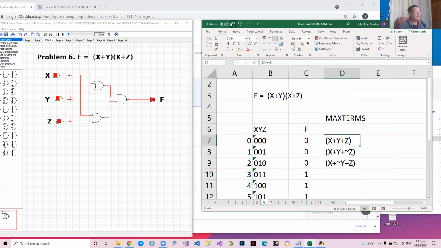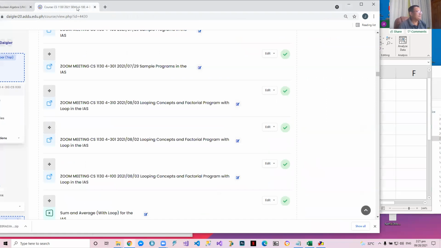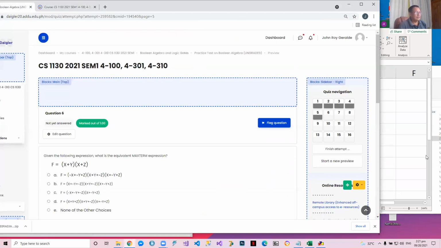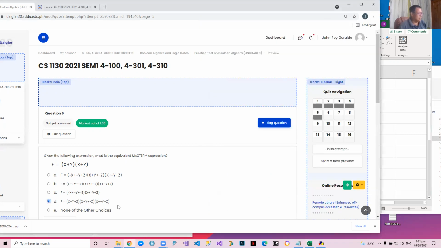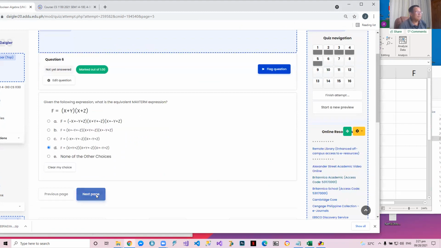Okay, so we'll go back to our table. So what do we have as our answer? But look, x plus y plus z. Okay, we can have this. And then x plus y plus not of z. And x, yes, this is letter D, this is our answer. Okay.